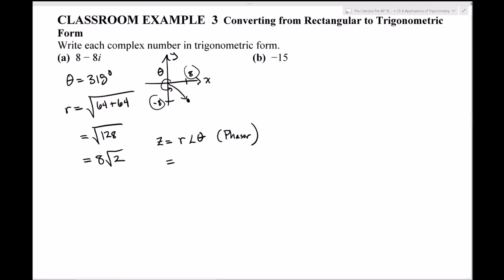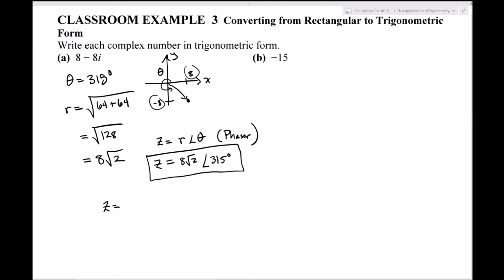Physicists and engineers use phasor form. It's an even lazier way to write complex numbers. So how would that look here? 8 square root of 2, and then the angle, 315 degrees. That's the phasor form. They don't want it in phasor form, they want it in trigonometric form.